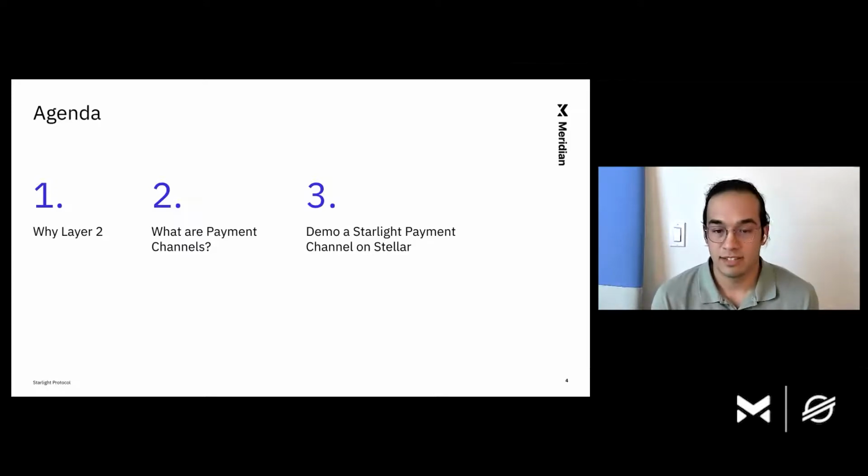So for the agenda today, first we'll explain why layer 2 tech like Starlight is relevant to Stellar. Next, we'll explain what are payment channels in general. And lastly, we'll give a demo of our Starlight payment channel and explain how it works as we're using it. Along the way, we'll see how two new proposals, CAP 21 and CAP 40, make Starlight possible, simple, and efficient.